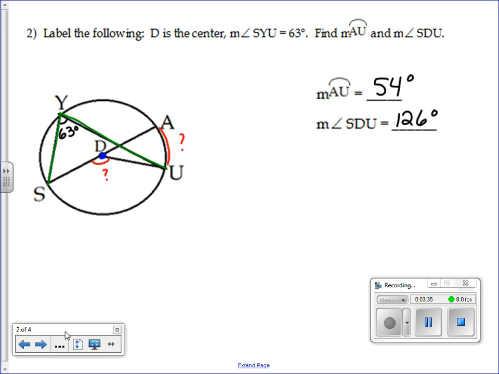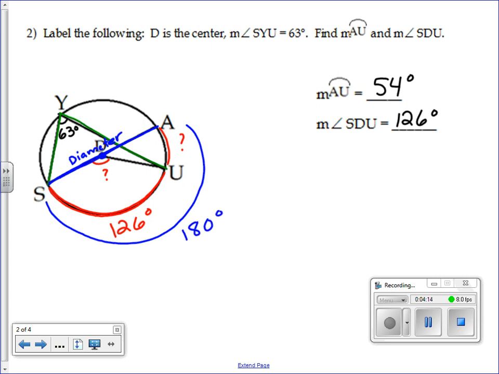It's an inscribed angle. We know that inscribed angles are half of the intercepted arcs. The arc that the angle is opening up to is SU, so in order to get SU, you're going to double 63, which is 126. The reason we were given D as the center is because segment SA passes through the center, which is known as a diameter. Ask yourself, what does a diameter do to a circle? It splits it into semicircles, so everything from S to A is going to be 180 degrees.